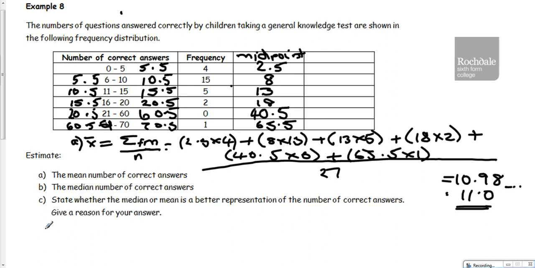Okay. Now, part B is asking us to find the median. When it's grouped data, we have to use something called interpolation. And we're going to make an estimate of where the median lies within an interval.